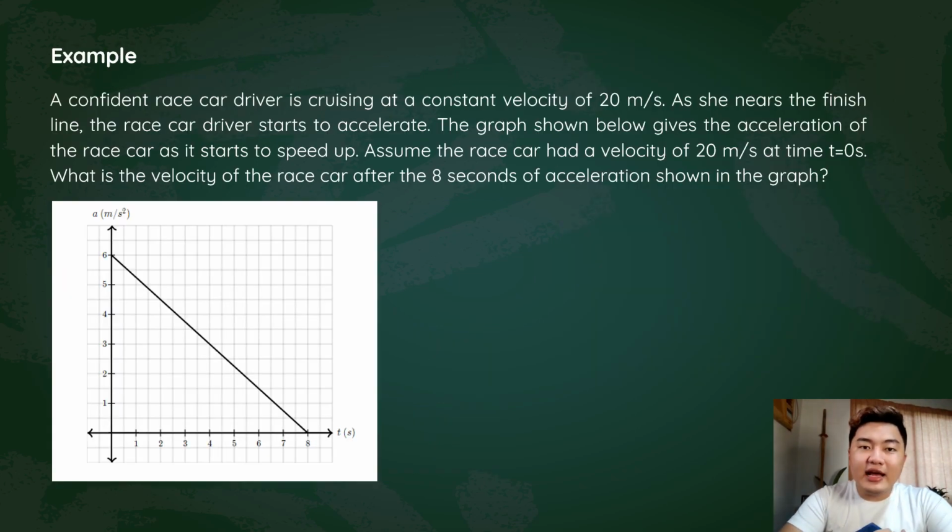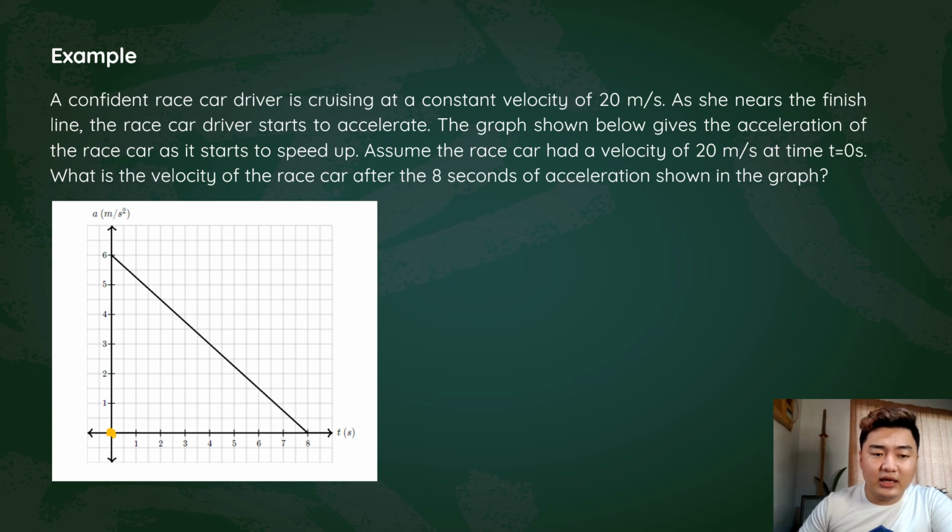So let's have another example. A confident race car driver is cruising at a constant velocity of 20 meters per second. Meaning, by the start of our observation period, the driver is already moving at 20 meters per second. As she nears the finish line, the race car driver starts to accelerate. The graph shown below gives the acceleration of the race car as it starts to speed up. Assume the race car had a velocity of 20 meters per second at time 0 seconds.